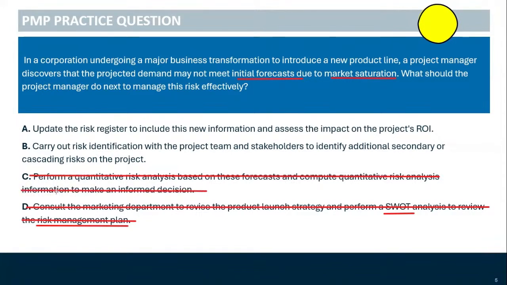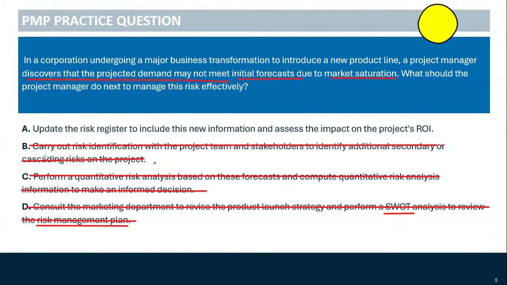We're going to check out option B. Carry out risk identification with the project team and stakeholders to identify additional secondary or cascading risks on the project? Well, think about it. What is done first is identifying a risk, and that is what we need to be focused on, that risk being dealt with. So option B, carrying out a risk identification, is actually what the question is describing, because it said the PM discovers that the projected demand may not meet initial forecast. So that is actually what we're doing right now. So to say we do this all over again doesn't make sense. So we're going to cancel option B.